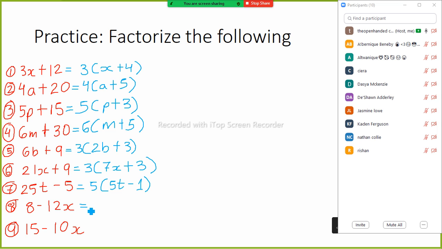Number 8. So we put 8? No, you wouldn't put 8. 8 is too big. We're looking for something that could go into 12 and 8. What about 4? Yes, 4. Excellent.